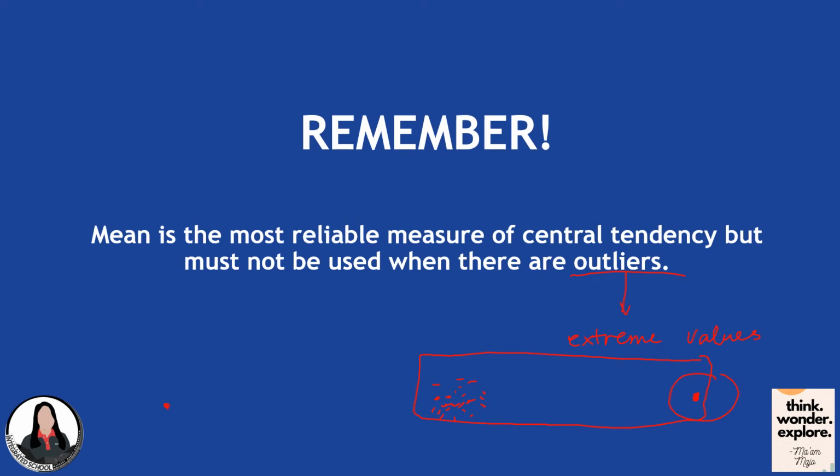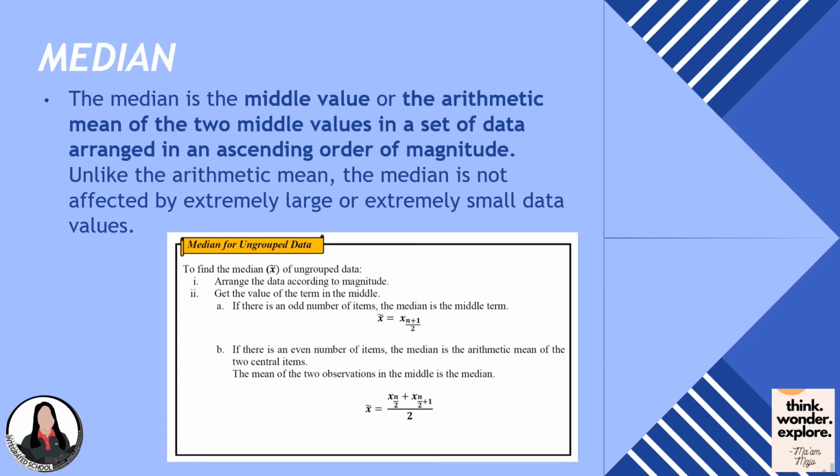So, may mga pagkakataon na hindi applicable gamitin si mean. At anong gagamitin natin in replacement of mean? So, dyan natin ipapasok si median. Okay. So, median is the middle value or the arithmetic mean of the two middle values in a set of data arranged in an ascending order of magnitude. I want you to highlight this part or underscore this part. Siya ay dapat laging nasa ascending order. Okay? When we say ascending, that is from least to greatest, pataas. Okay? Unlike the arithmetic mean, the median is not affected by extremely large or extremely small data values.